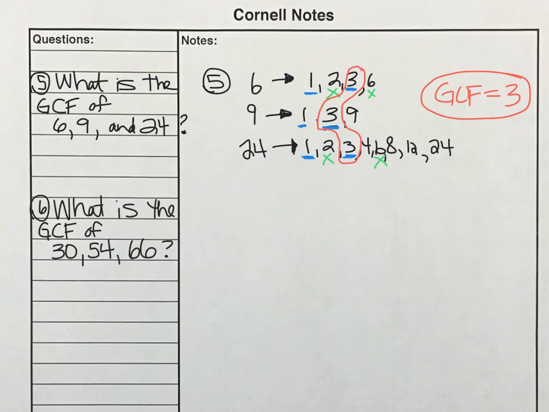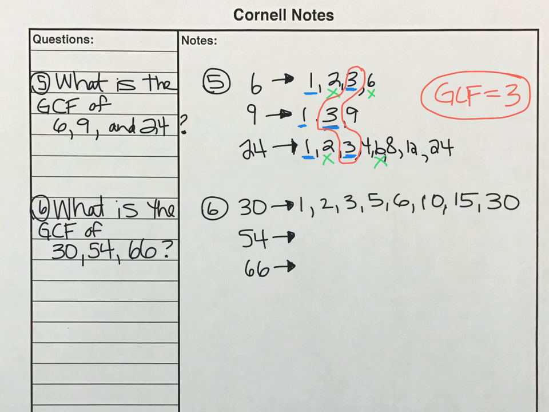Now let's try this question. Number 6. What is the GCF of 30, 54, and 66? So again, we're looking for all the factors of each number, and then we're going to pick the common factors and look for the greatest common factor. So try to find the factors of 30, 54, and 66, and then come back and check your work. Then we'll go on to identifying common factors and the greatest common factor.